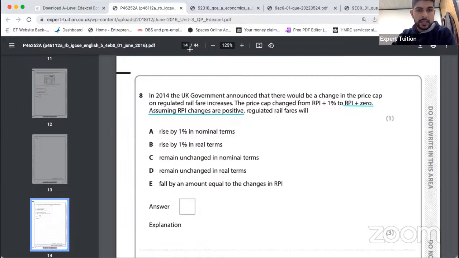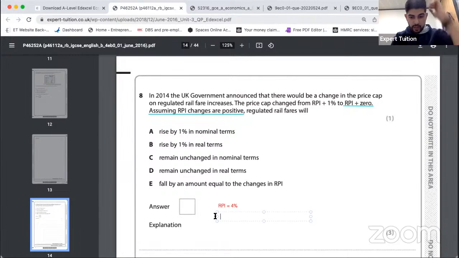Which of the following is true? A, rise in nominal terms by 1%. Okay, let's figure it out. The way we can figure this out is to say, we don't know what RPI is. All we know about RPI is that it's positive. Pick any random number, so let's say RPI is equal to 4%. If RPI is equal to 4%, let's plug it into the formula. And remember I said that when you plug it into the formula, whether it's RPI minus X or RPI plus K, the outcome is definitely the change in nominal terms.